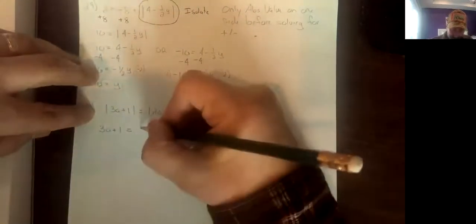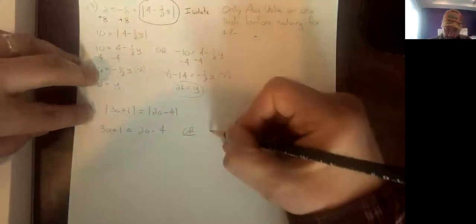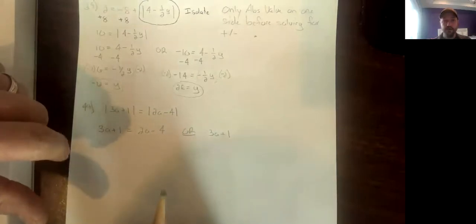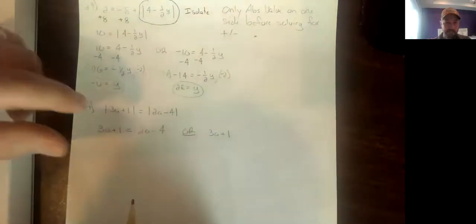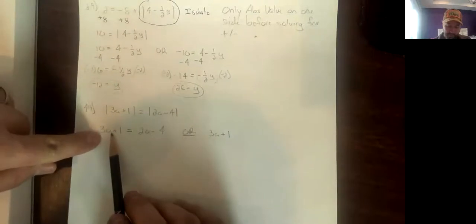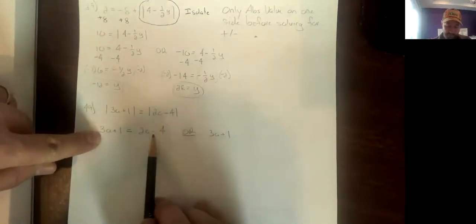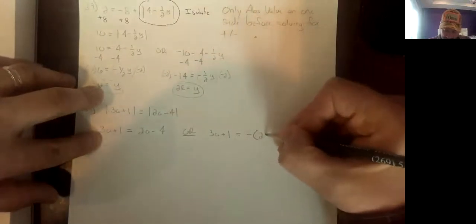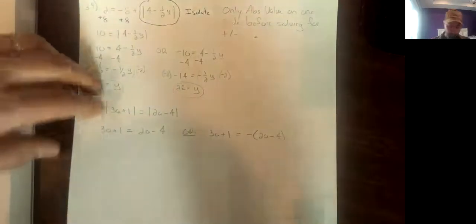So I'm going to say 3a plus 1 is positive 2a minus 4, or, again, keep one side the same. I'm keeping the left the same. Every one of these I do. If you come to me in a Zoom office hour and ask, I'm going to keep the left side the same. So 3a plus 1 can equal a positive 2a minus 4, or it can equal a negative entire quantity, 2a minus 4. So we'll work the simple one first.